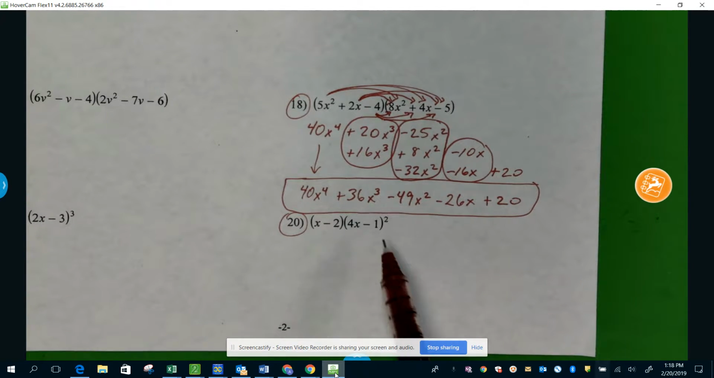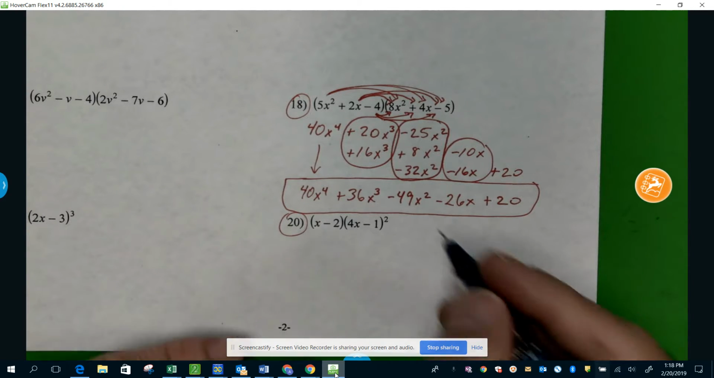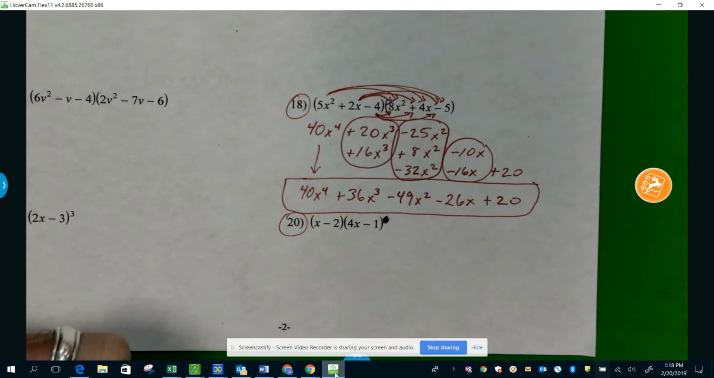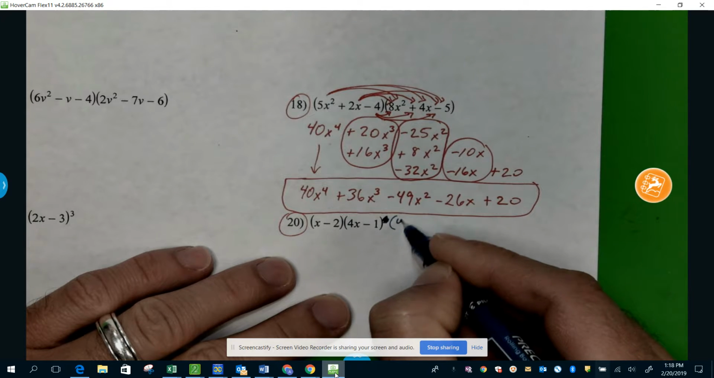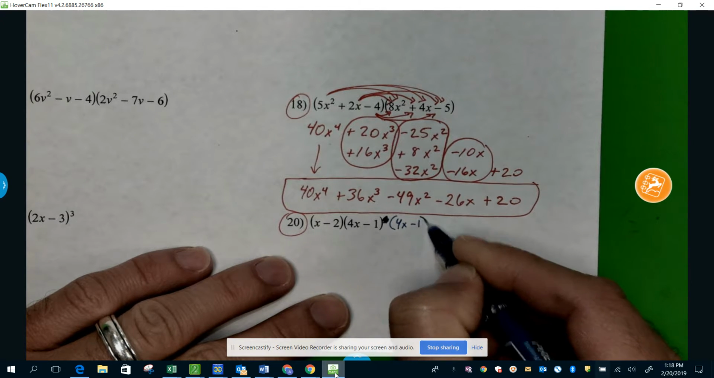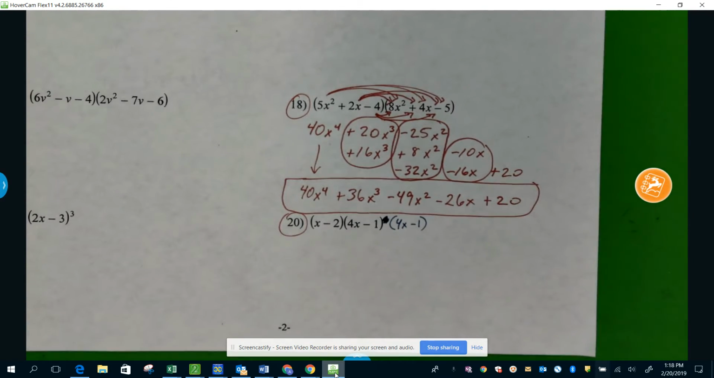All right, on number 20, notice this 4x minus 1 has a squared at the end of it. So anytime you have something that's squared, really what that means is you need to write it twice. So I'm going to get rid of that squared, and I'm going to write 4x minus 1 again. When you do this, it's going to take a little bit of time. We've got to distribute the first two parentheses together. Then whatever that gives me, we're going to distribute that with the second parenthesis.